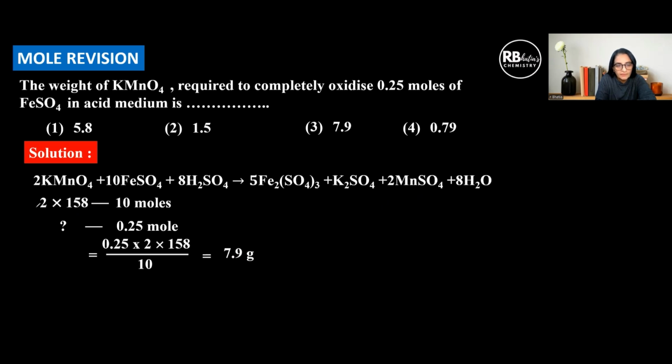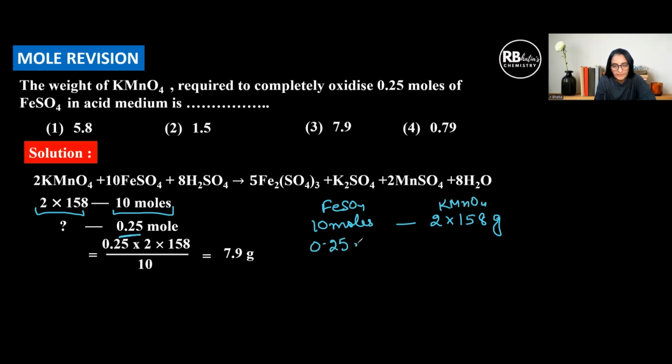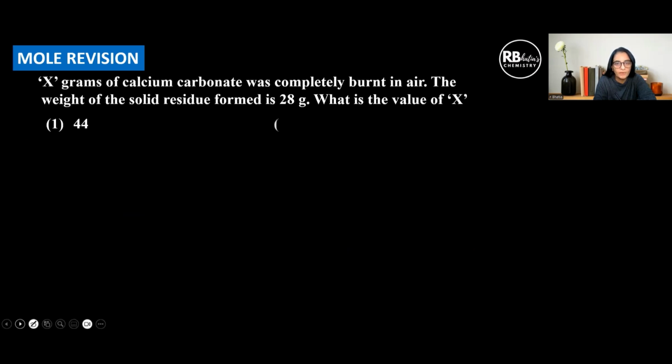2 into 158 gram uses 10 moles of ferrous sulfate. So for 0.25 moles, how much is going to be used? By the unitary method, 10 moles of ferrous sulfate for 2 into 158 gram of KMnO4. So 0.25 moles is going to react with how much? This upon this into this, that's what we are doing. And when you solve, you get your answer as 7.9 gram. This is simple stoichiometry.